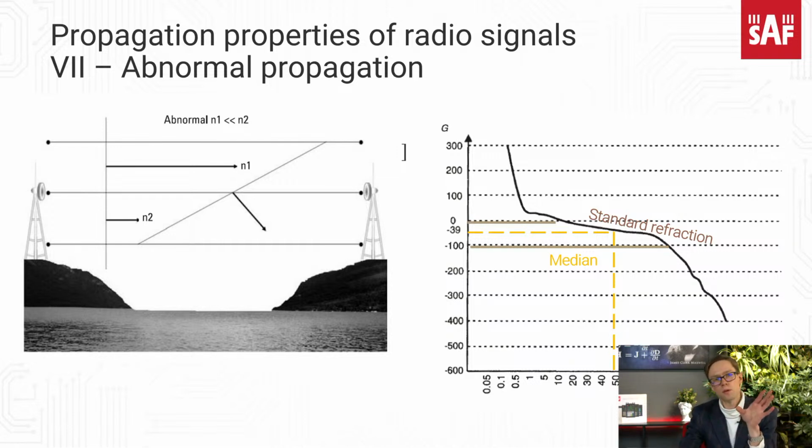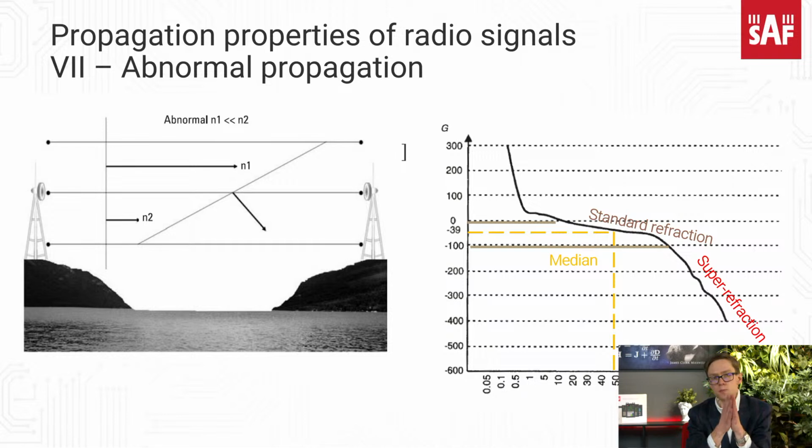So the first case of abnormal propagation is the so-called super refraction. It is when the electromagnetic wave is super refracted, so it's refracted to a much greater extent than it would normally under normal conditions, right? And it happens when the G, or refractivity gradient, is less than minus 100, is more negative than minus 100.